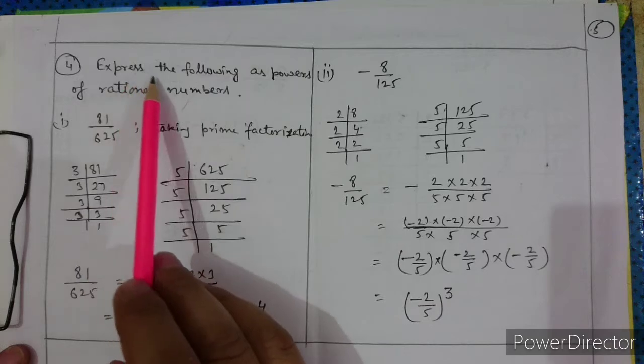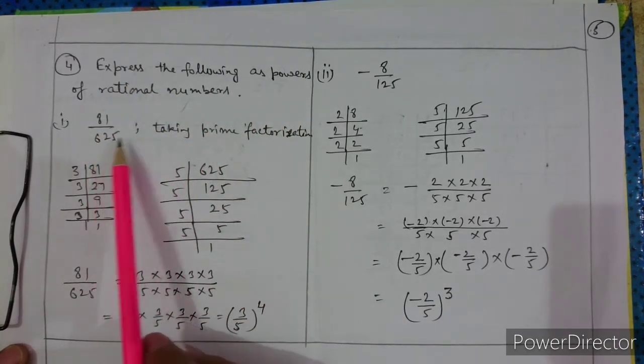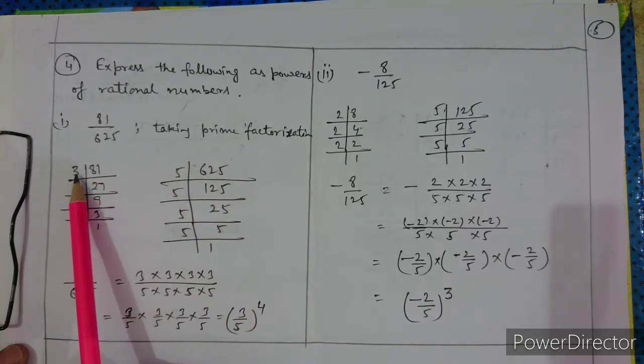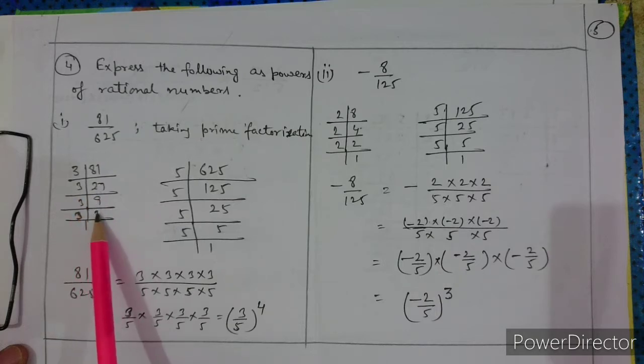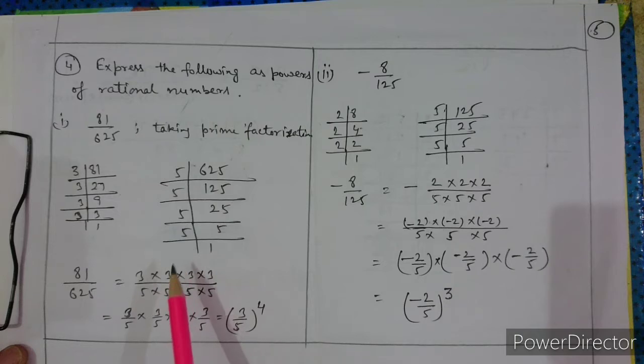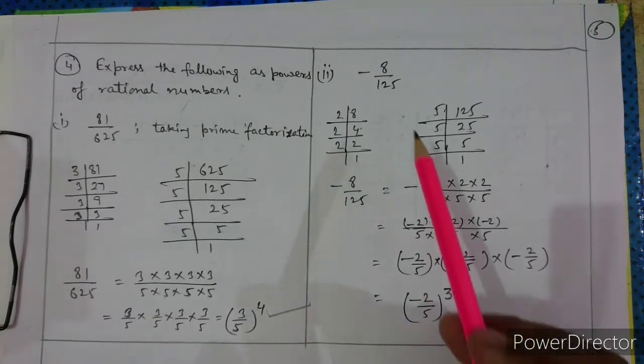Next question is express the following as the powers of rational numbers. 81 upon 625, taking prime factorization. 81 divided by 3 we will get 27, then again by 3 we will get 9, again by 3 we will get 3, and 3 by 3 is 1. So for 625 we will do the prime factorization here, and we will get 3 into 3 into 3 into 3 upon 5 into 5 into 5 into 5, that is 3 upon 5 four times, 3 upon 5 raised to the power 4. This will be our answer.